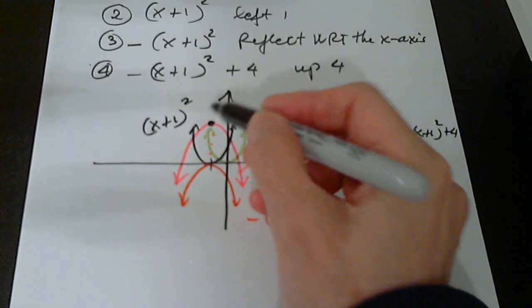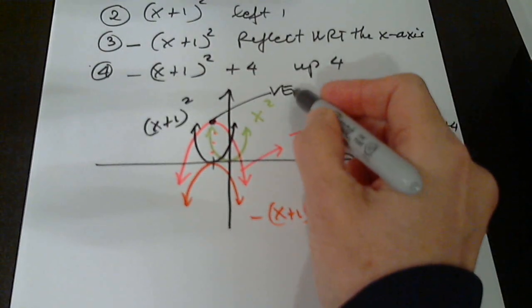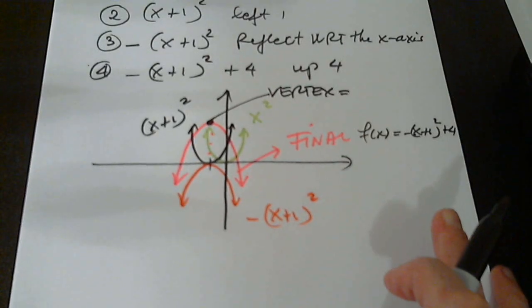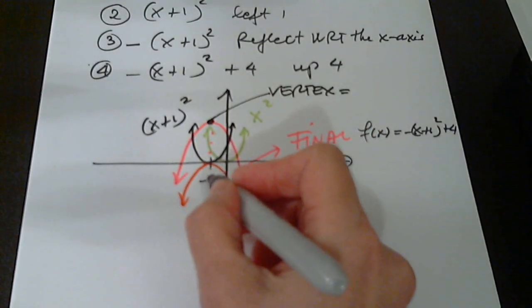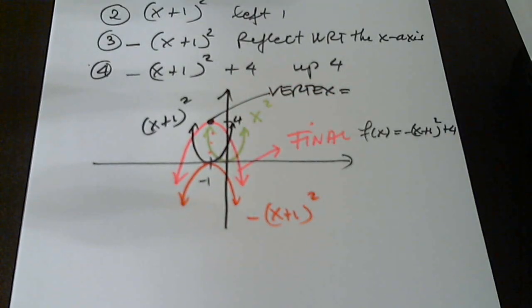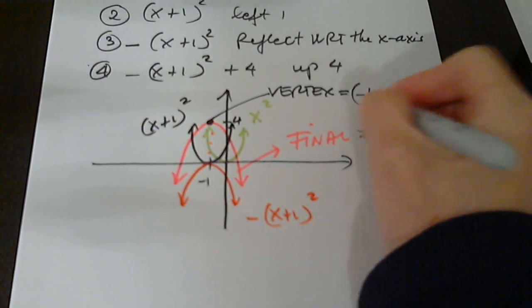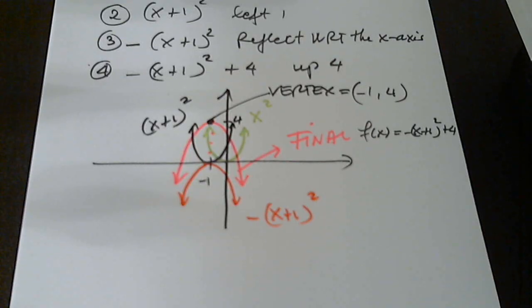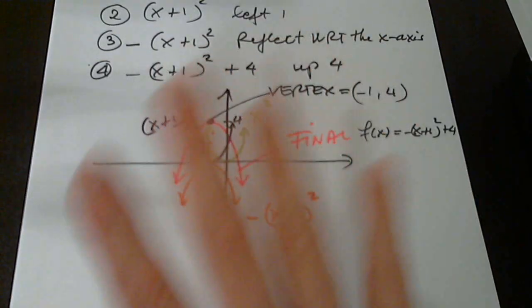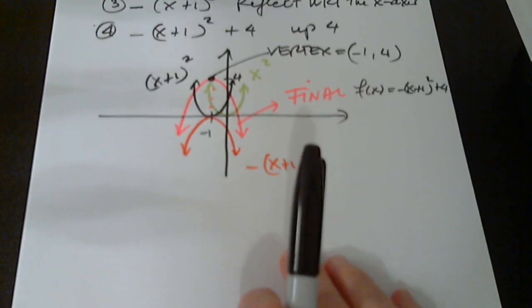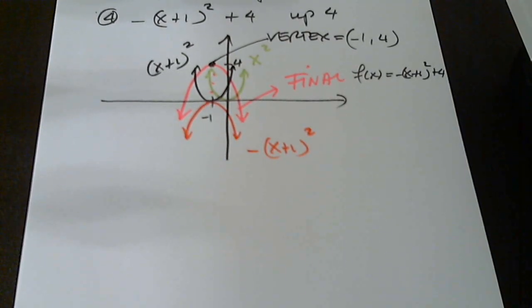Can anyone identify the vertex? Negative 1 comma 4. That's it. That's exactly it. Negative 1 comma 4. What if I am asked to find, this is it, you don't have to do anything else there. What if I am asked to find the x and y intercepts algebraically?